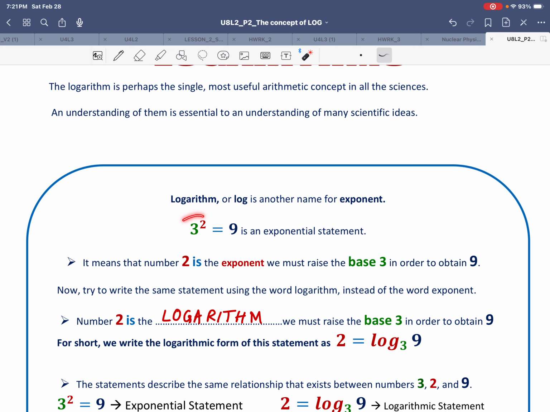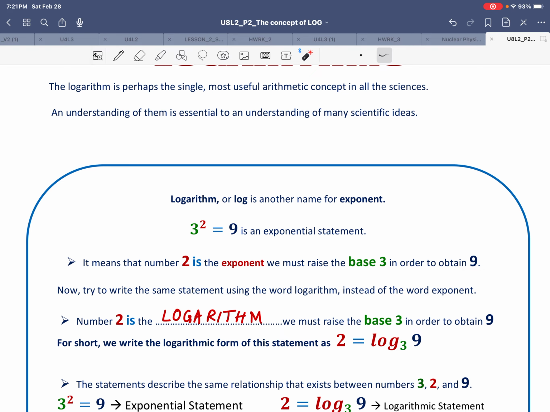And if we were to read this exponential mathematical statement using words, then we're going to say that the number 2 is the exponent that we must raise the base of 3 to in order to obtain number 9.